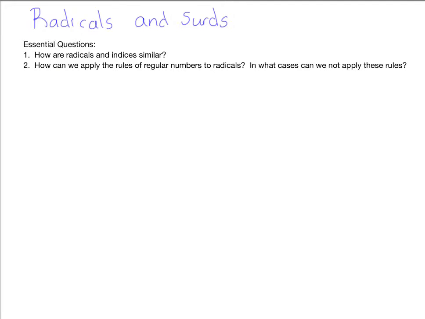Today we're going to start talking about radicals and surds. Throughout this entire unit, I want you to focus on our essential questions. For this chapter, our essential question is, how are radicals and indices similar? And how can we apply the rules of regular numbers to radicals? In which cases can we not apply these rules?